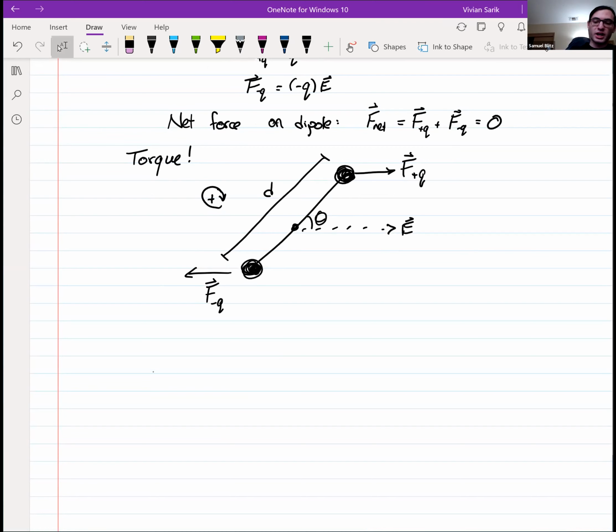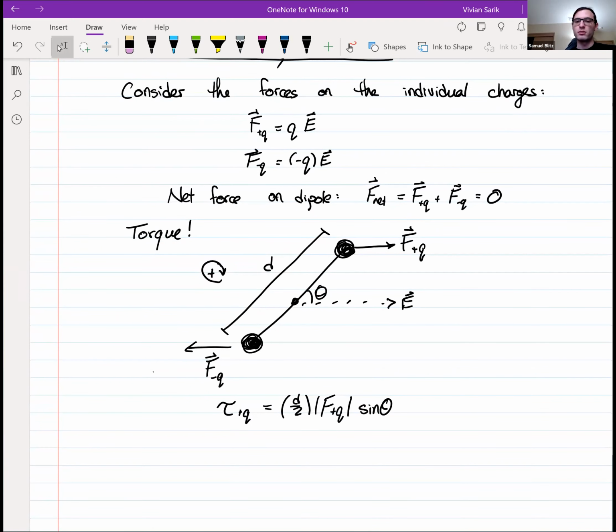Okay, so the torque on the positive charge about the pivot point that I've declared would be the moment arm, which is d over 2, times the magnitude of the force, times the sine of the angle between them, right? That's how you calculate torque. And so we can do some simple algebra. This is dqE over 2 times sine of theta. And this is in the clockwise direction, because if the force is applied to the right, that would cause it to rotate that way, right?